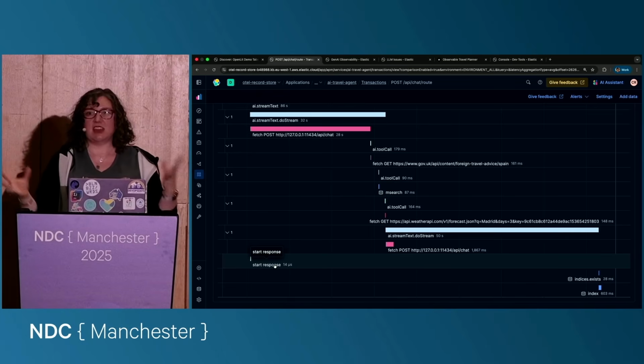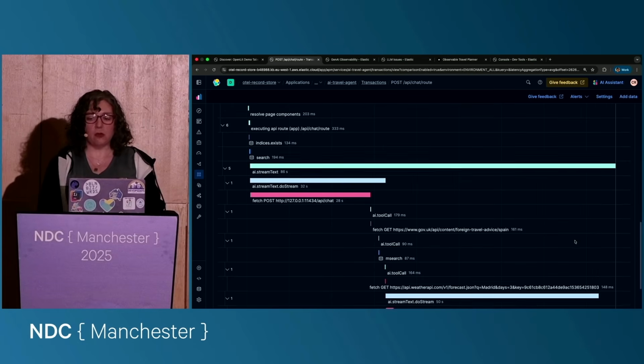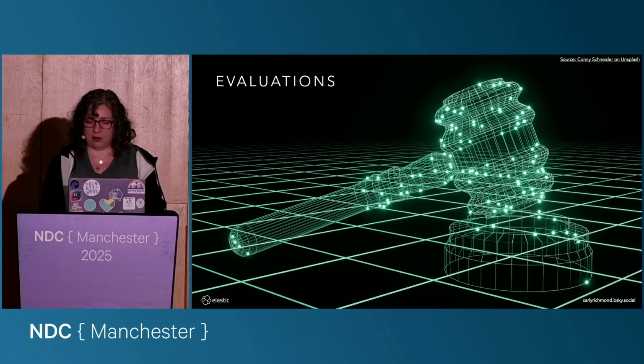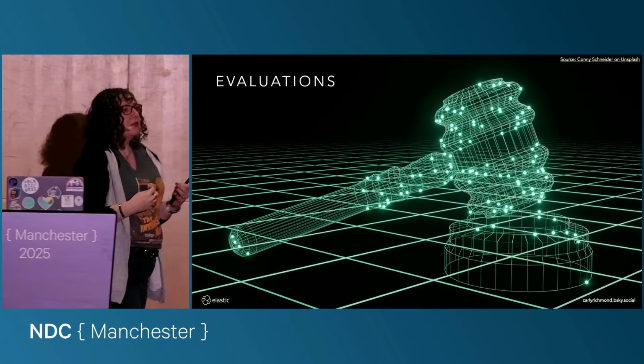And this establishes a timeline of what's actually happening. And then, of course, I can see when I'm persisting messages at the end. So it's all in there, which is really useful. So that's great. But we know that these systems can do things that are not right.